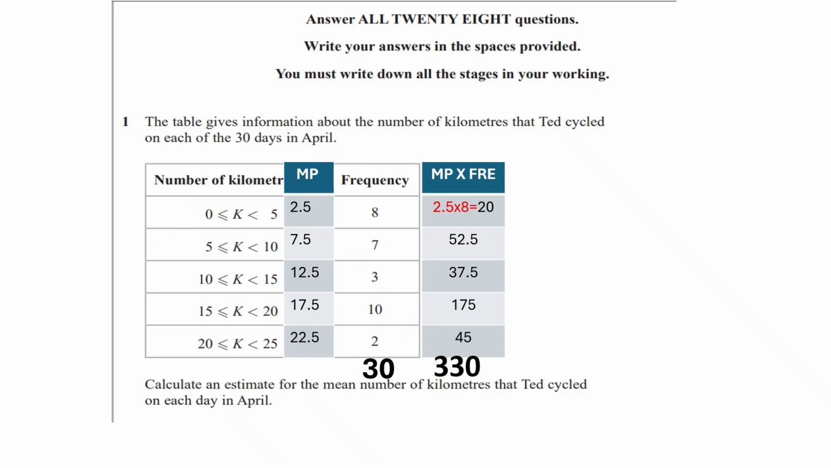Now, the last point to estimate the mean is divide the 330 by 30. And that gives you 11. And that's your answer. That's 4 marks.